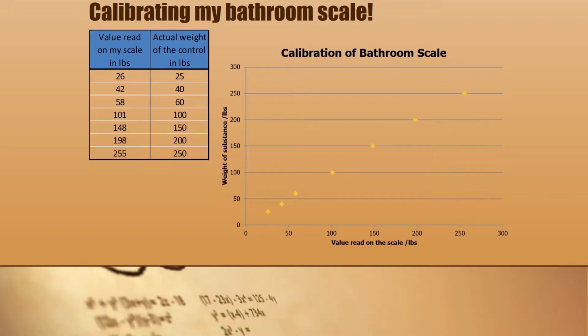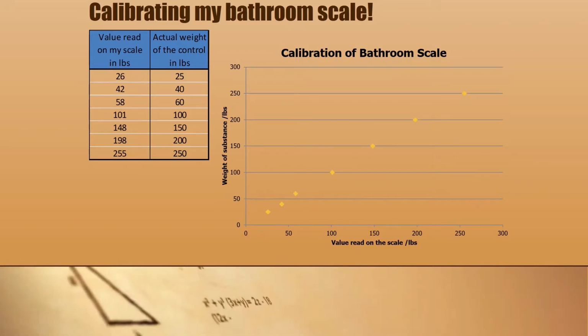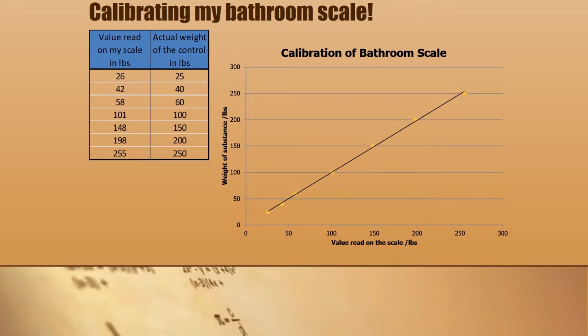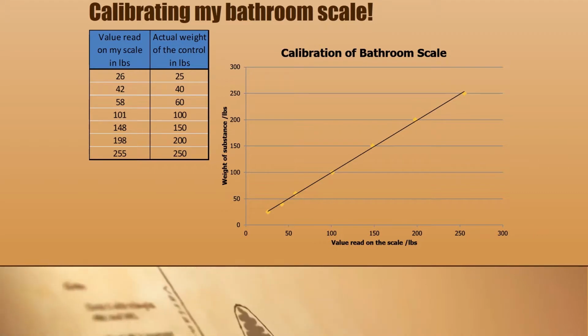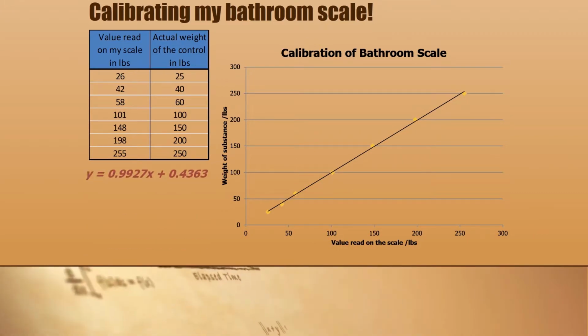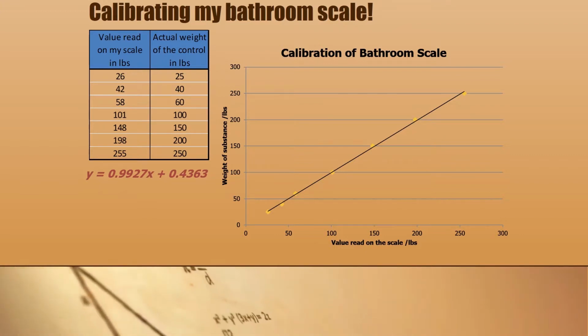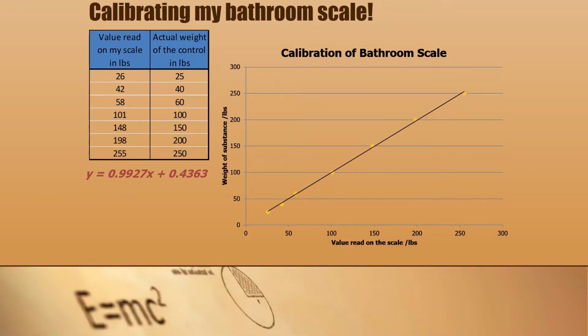Now, it should be clear from the data here that the correlation is linear, which means that in this example, we can fit the data to a line equation. Doing what is called a linear regression fit of the data, the calibration equation was found to be y equals 0.9927, the slope, times x, plus 0.4363, the y-intercept.